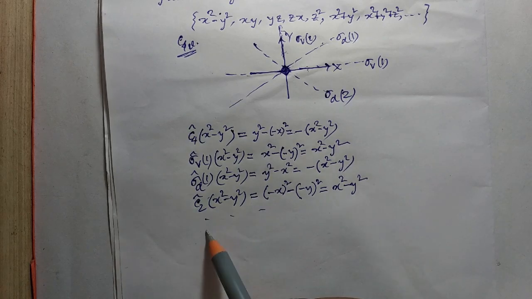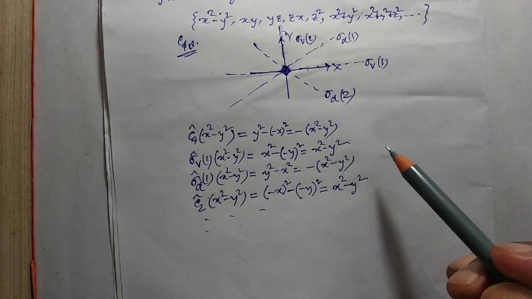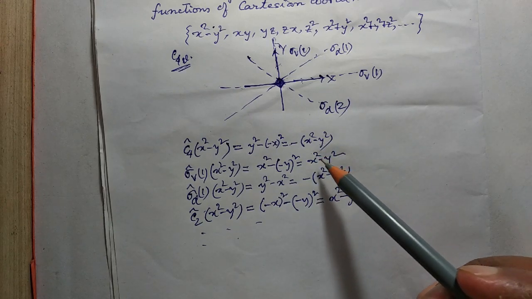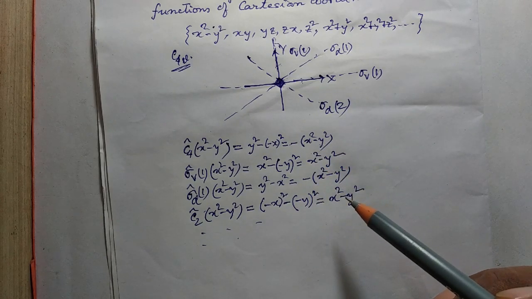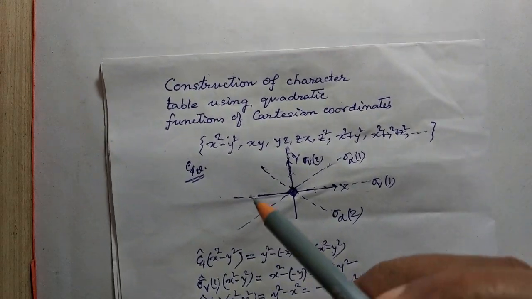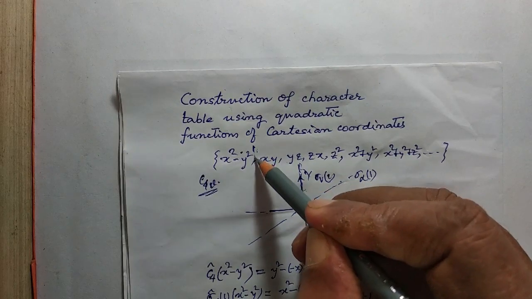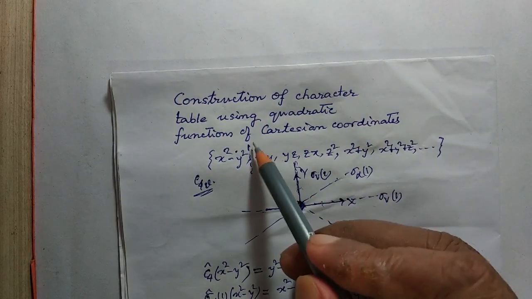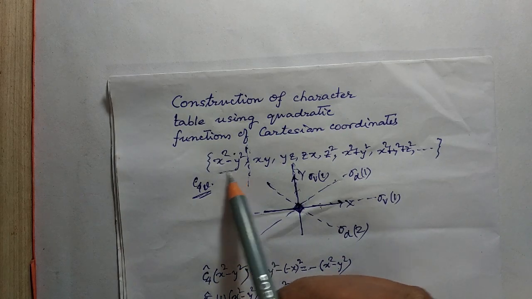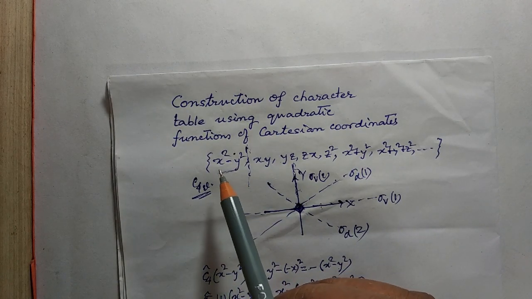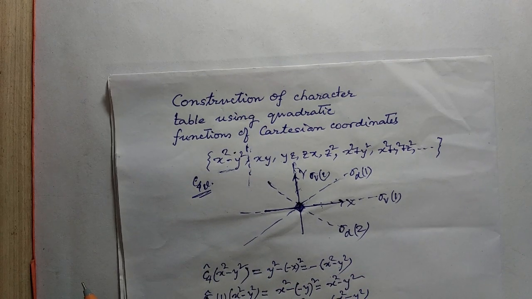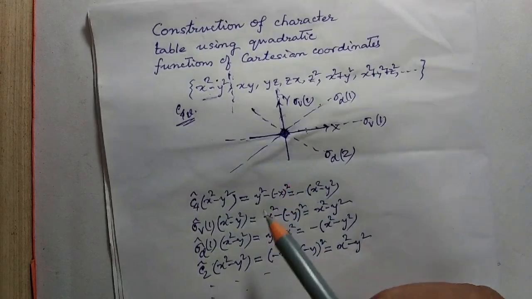In this way, if we complete the list, we will find that x square minus y square is either kept unchanged or is turned into its own negative. It does not mix with other functions of the basis set, and therefore we get a partition here. So x square minus y square will act as a basis of a one-dimensional irreducible representation of C4V.